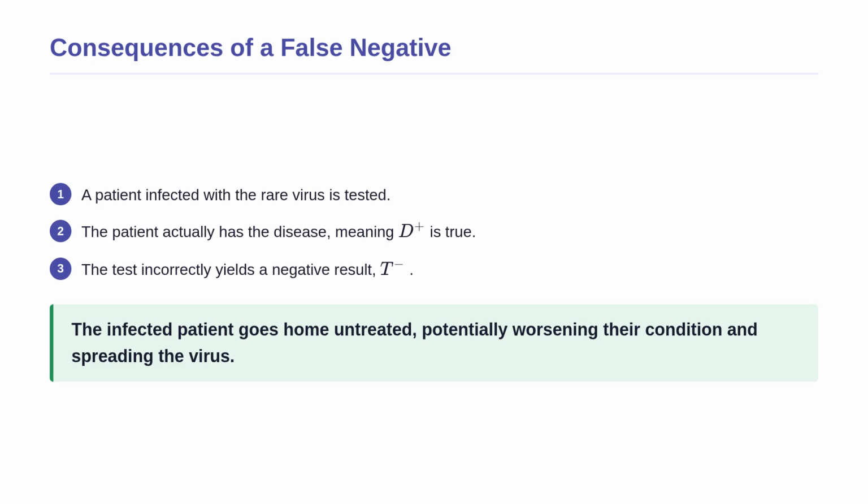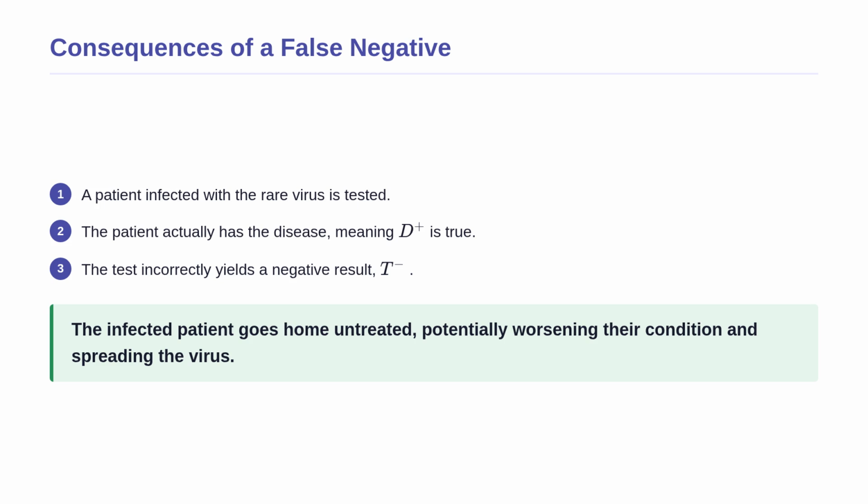Let us apply this beta formula to our patient. This time, the patient actually has the rare viral infection, meaning the condition D+ is true. However, the test yields a negative result, T-. The test has failed to reject the null hypothesis, giving the sick patient a false sense of security.